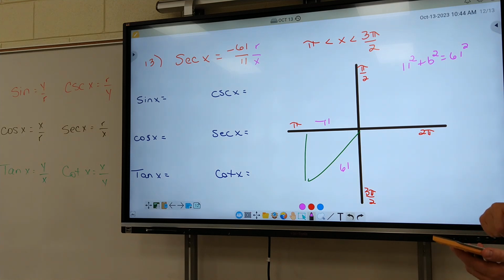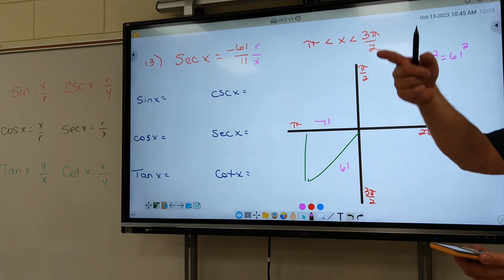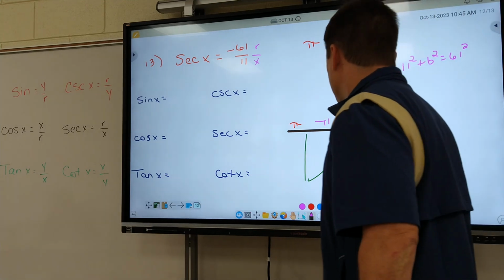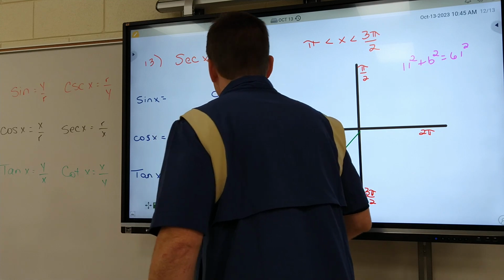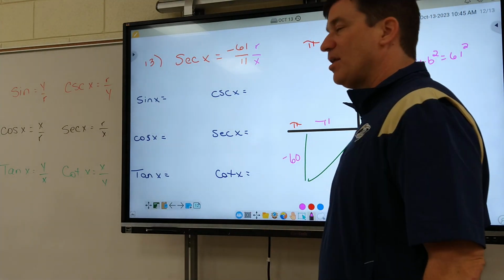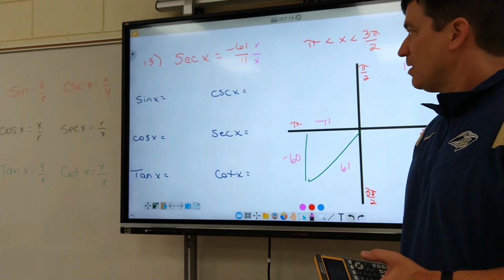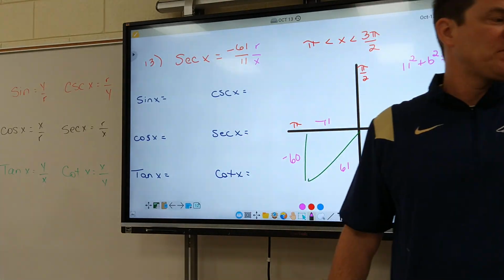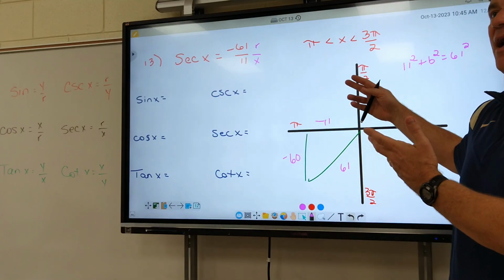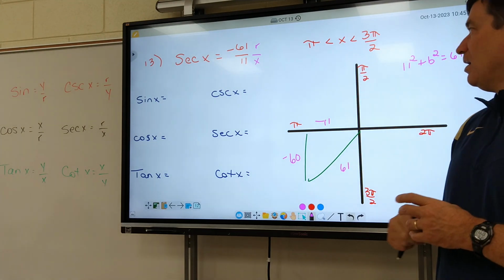61 squared minus 11 squared is, I got 3,600. Got to find the square root of 3,600. I don't have it on the board. 60. All right, so I put 60 for this side. What did I leave off? Guys, it's going down. You got to know it's a negative. All right, so 13 is definitely the hardest problem on the test. You got negatives everywhere you have to add, and kids forget it every year.